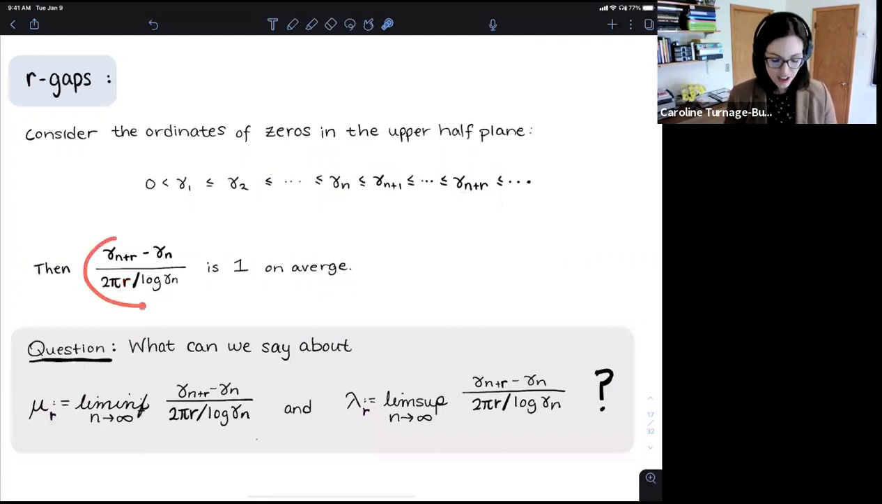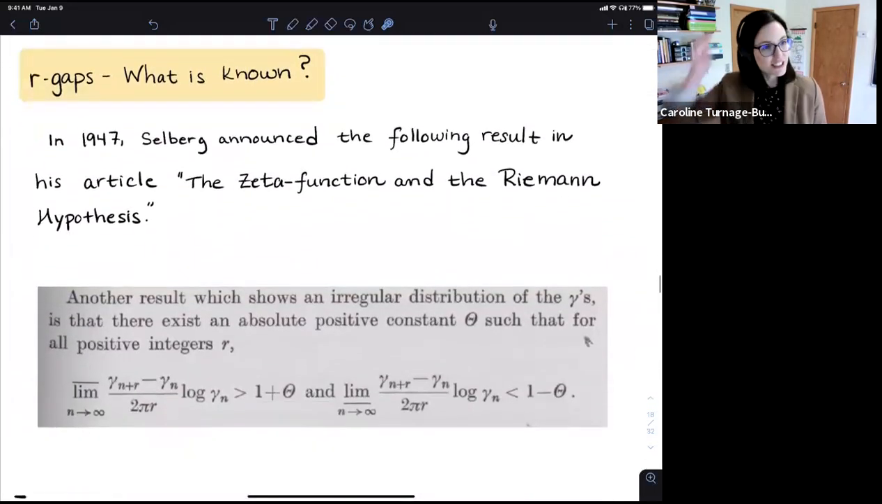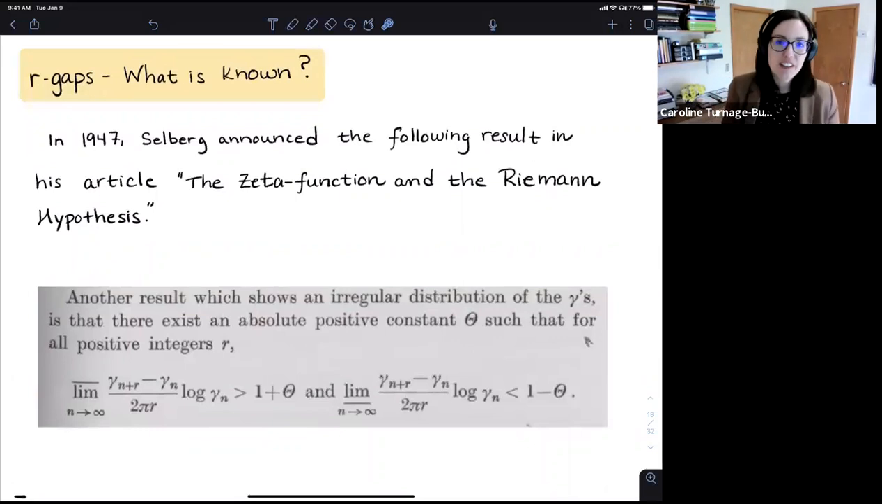All right, so here, this is now 1 on average. And so we're looking at lim infs and lim sups of this. When r is equal to 1, that's everything I was just talking about. All right, so when you ask yourself what's known in this more general problem, let me tell you a funny story of me trying to figure out what was known. All right, so in 1947, Selberg announced the following result in his article, The Zeta Function and the Riemann Hypothesis.